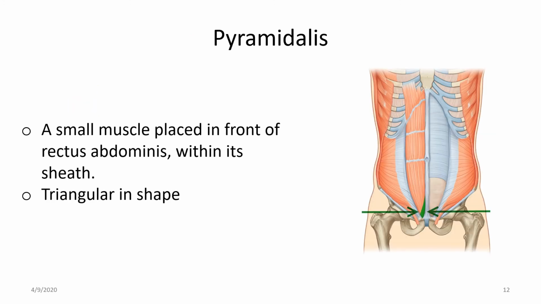After knowing about the rectus abdominis muscle, let us see what is pyramidalis muscle. This is the rectus abdominis muscle with its tendinous intersections, and then you are seeing the pyramidalis muscle. It's a small muscle placed in front of the rectus abdominis muscle within its sheath, and it is triangular in shape. It's a triangular muscle placed in front of rectus abdominis muscle within the rectus sheath, that is the pyramidalis.